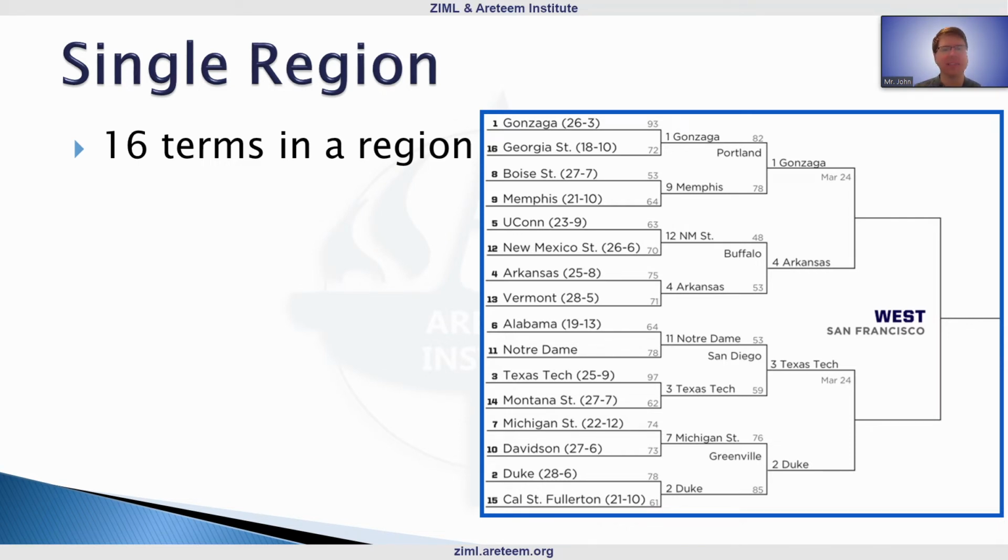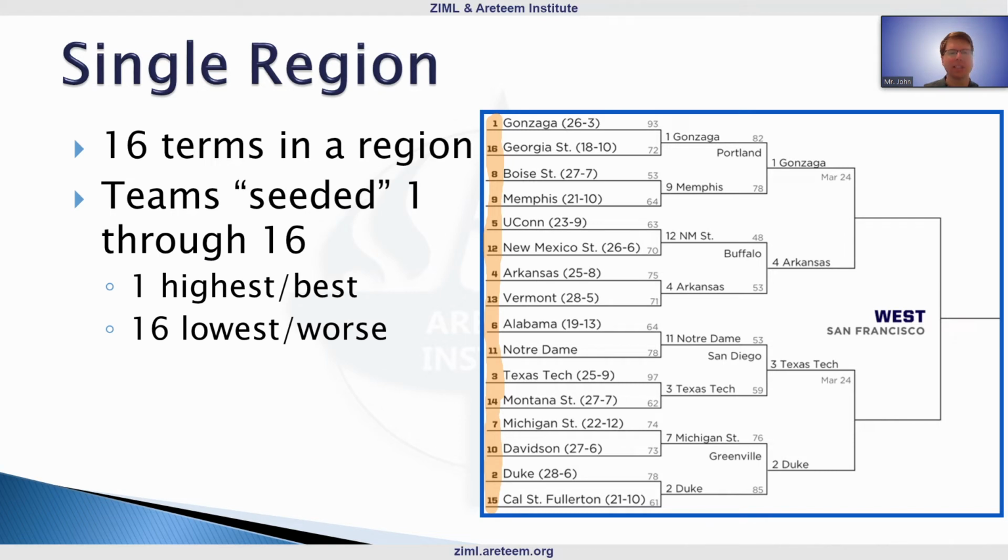But we have these 16 teams there. And I want to draw our attention, and this is where we might hope that the odds are better than our 1.08 times 10 to the negative 19th power. And that is these seeds that are coming up on the left side here. So each region has these 16 teams. There's 16 teams in this tournament, right? They're seeded 1 through 16. 16 is the worst, 1 is the best. And then they play in this way.